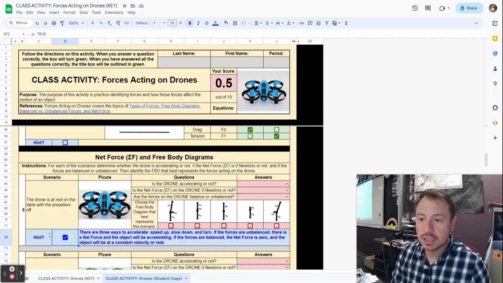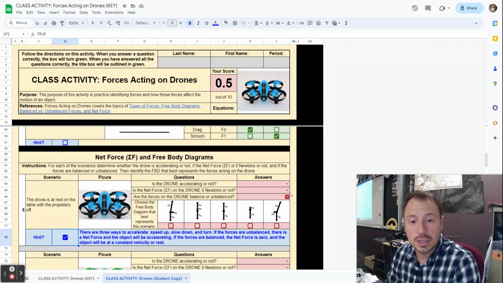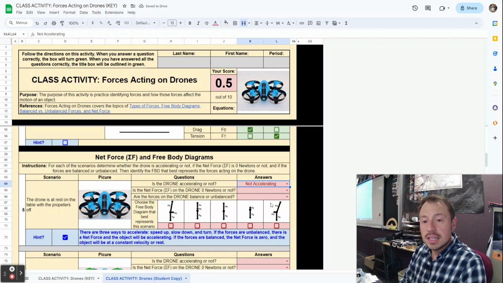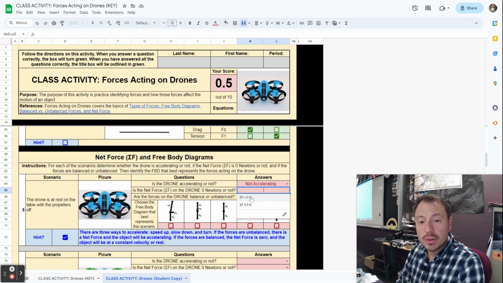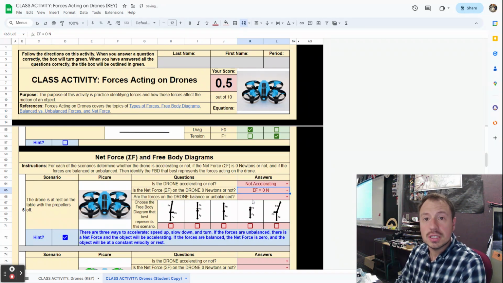So let's just look at this first one, right? The drone is at rest on the table with the propellers off. So is the drone accelerating? No, it's not accelerating, right? It's at rest. Is the net force on the drone 0 newtons or not? If it's not accelerating, the net force is going to be 0 newtons. I add up all the forces, they cancel out, which means the forces are balanced.